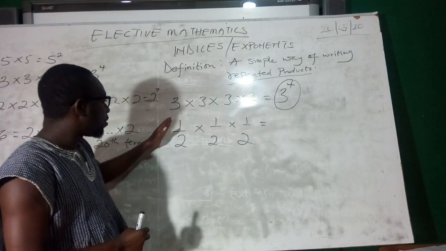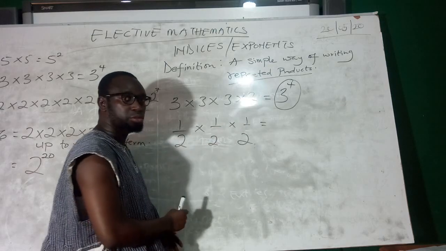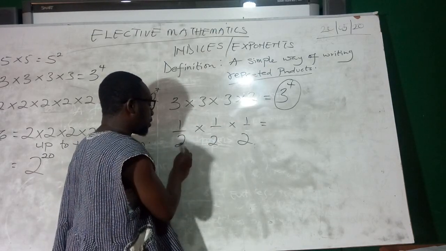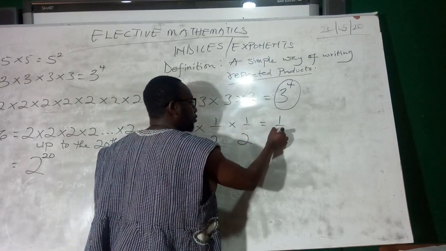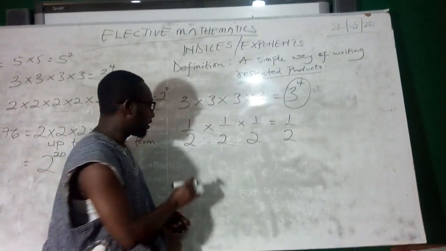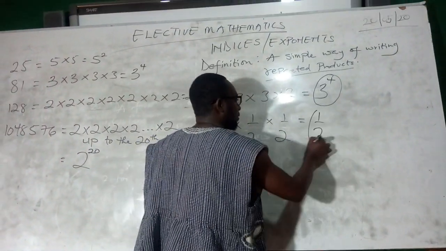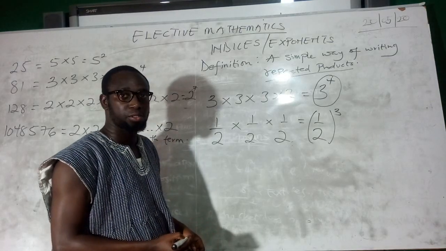Now we have 1 over 2 times 1 over 2 times 1 over 2. The repeated factor here is 1 over 2. So we write 1 over 2. Then we ask ourselves, how many times is it being multiplied? 1, 2, 3. So that becomes a superscript. So we write it over here.